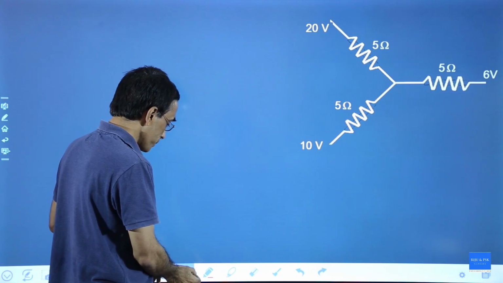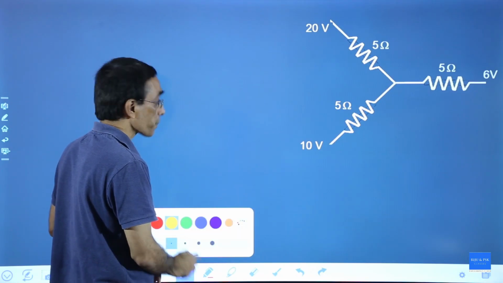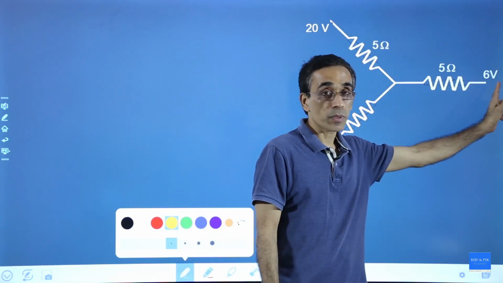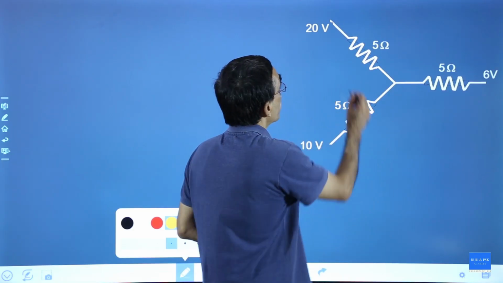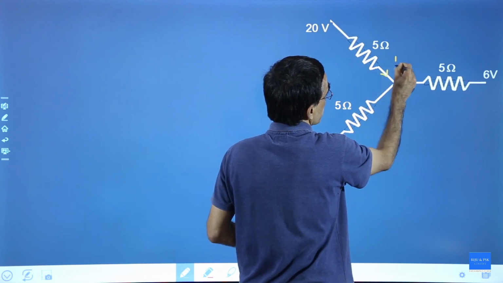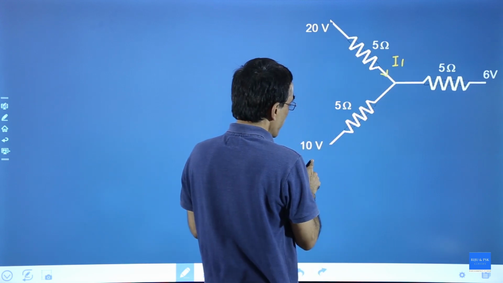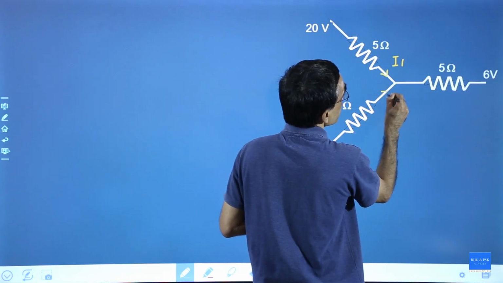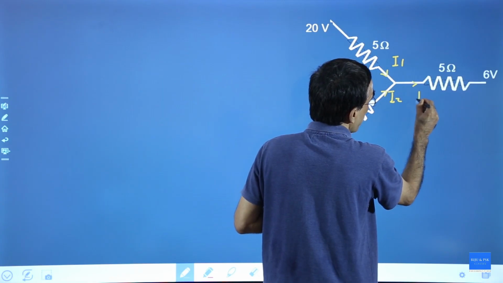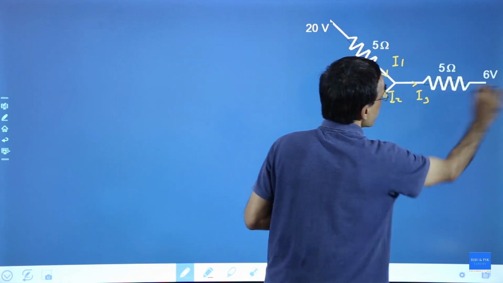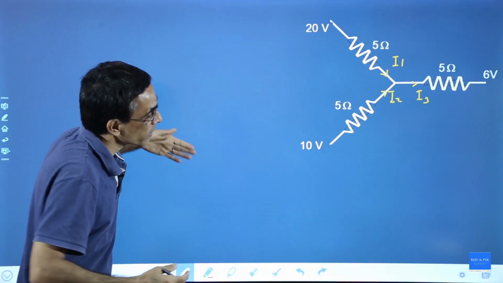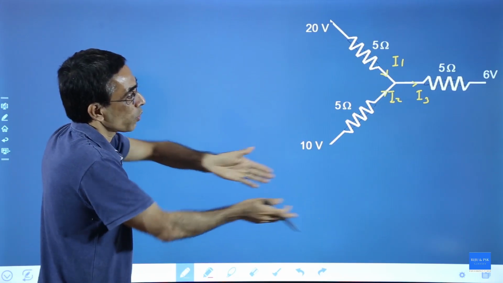Now the basic idea, these come from practice, is that this is a higher potential, and this is the lowest potential here. So a current will flow from 20 volt to the junction here; call this current I1. Another current will flow from 10 volt to the center; call this current I2, and together these will join and flow as I3 towards the least potential point. That's the way the current will flow from higher to the lowest one.